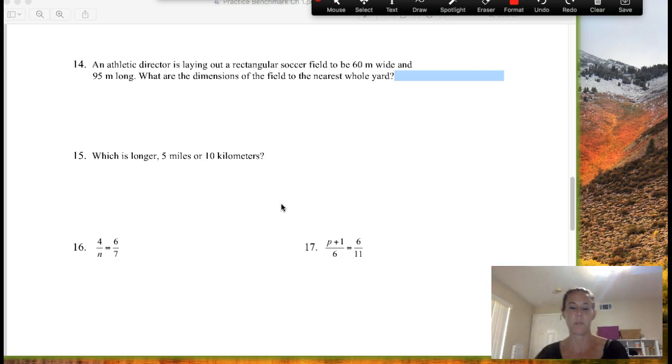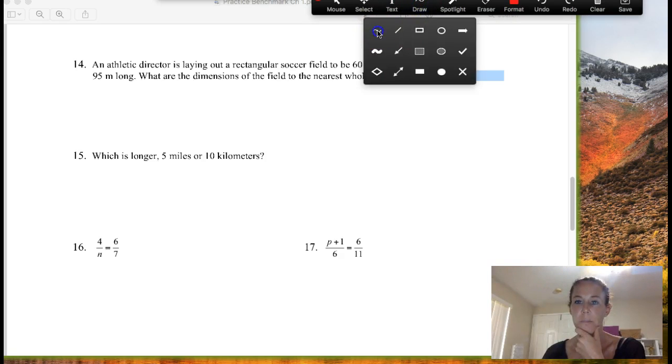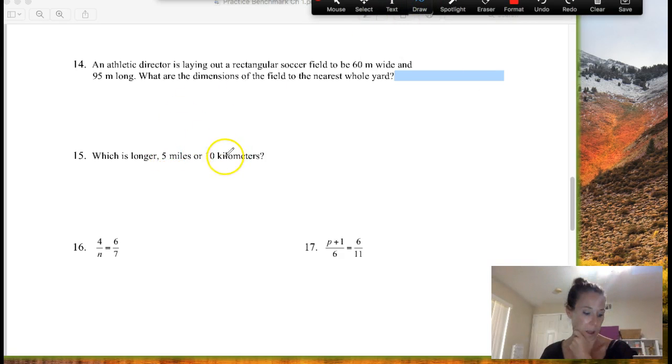Let's see, number 15. Which is longer, 5 miles or 10 kilometers? Well, we have to figure out miles to kilometers. That's another one you need to look up. If you don't know how many kilometers are in a mile, if you look this up, 1.6 kilometers is about 1 mile. And if you're a cross-country runner, you know a 5K is about 3.1 miles. That's how I remember, because I ran the 5Ks. So 1.6 kilometers is about 1 mile. Which is longer, 5 miles or 10 kilometers?